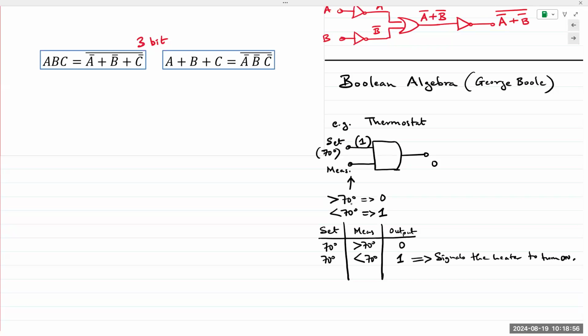AND gate, one input is set to set temperature, the other one is measured. Output turns high when both inputs go high. And again, this is a very simplistic example. We can use a combination of gates with multiple inputs to actually change the output according to our desires. Does that make sense? Example makes sense. Logic design.